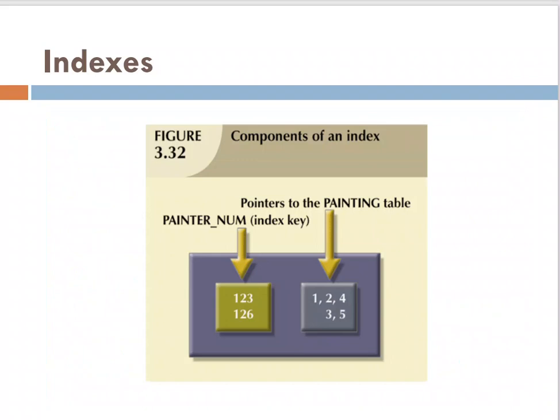Okay, let's see example of index. Okay, figure 3.32. Okay, we have index key 123 and 126. Okay, pointers to the painting table for 123 is 1 to 4, and then pointer to the painting table for index key 126 is 3, 5. Okay, what does it mean?